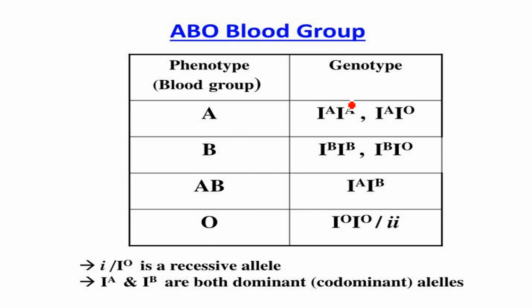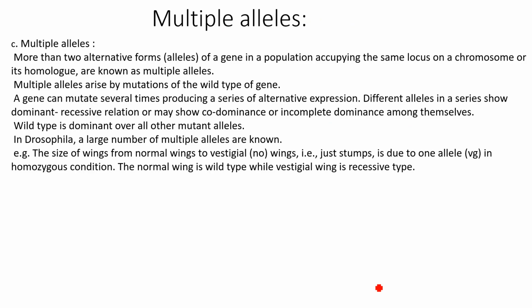A has the genotypes IA IA and IA I0. Again B: IB IB and IB I0. AB: IA IB. O: there is nothing present over here, so I0 I0 means nothing but null. So I0 is a recessive allele, while IA and IB are the dominant or codominant alleles. So this is about multiple alleles.